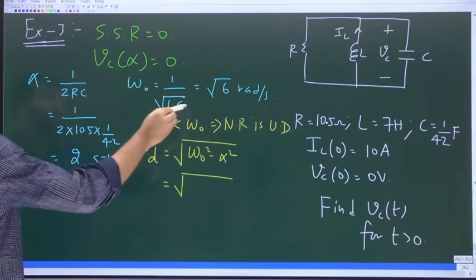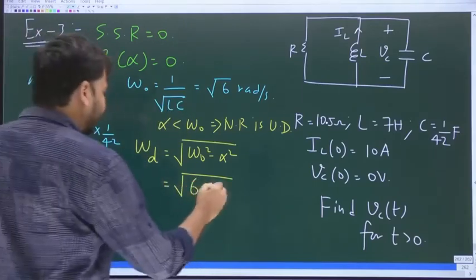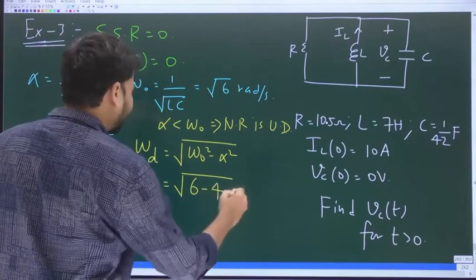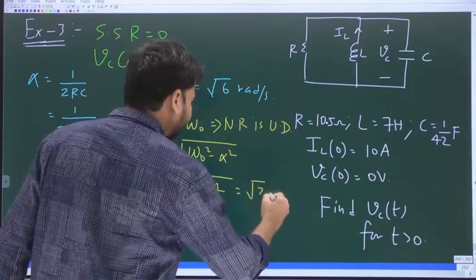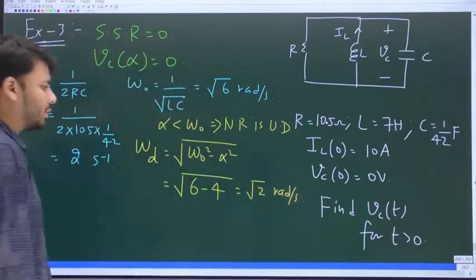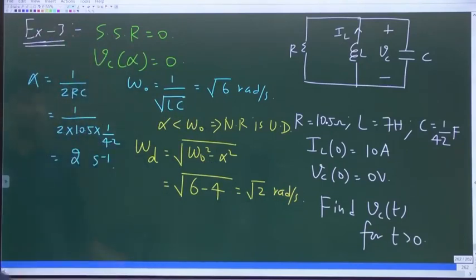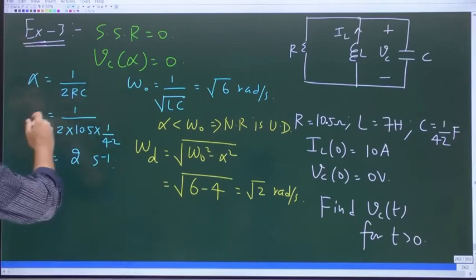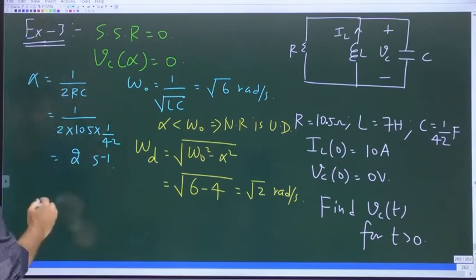What is omega naught? Root 6. Omega naught square is 6. Alpha is 2, alpha square is 4. So square root of 6 minus 4 is root 2 radians per second. That is the value of omega D. Once you get the value of omega D, we can write the form of the natural response.